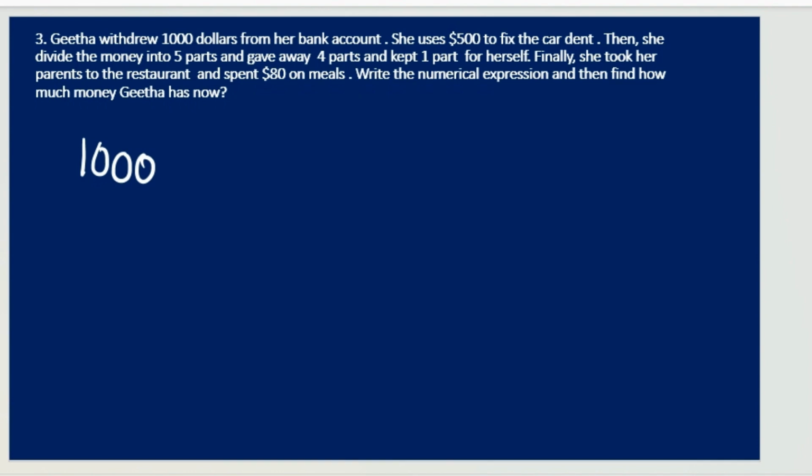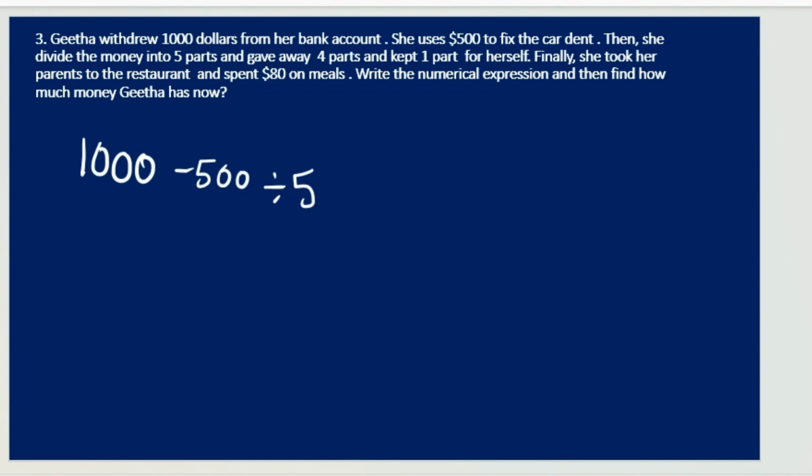She uses 500 to fix a car debt. So minus 500. Then she divides the money into 5 parts. So divided by 5 and gave away 4 parts and kept 1 part for herself. Now, dividing one thing by 5 would mean you would still get 1 part of it. Now it says she kept 1 part for herself. Dividing a group by 5 would mean you get 1/5 or 1 part of that group. So here, this would still be correct.